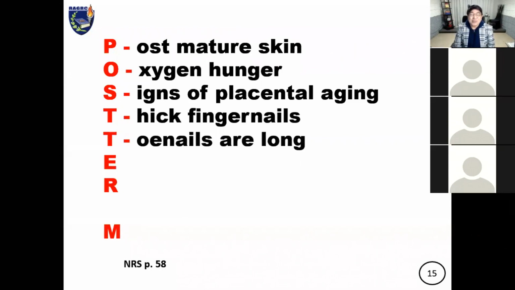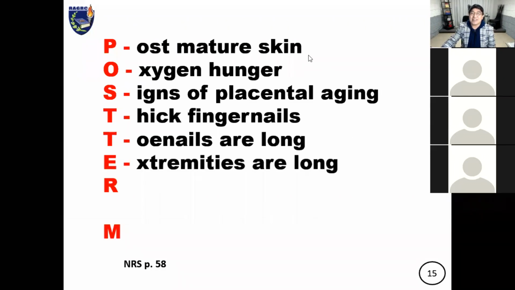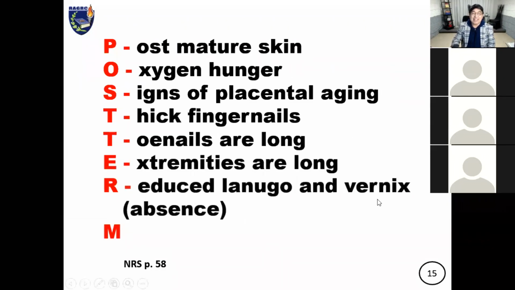Now, you also would notice that their toenails are long and the extremities are long. And then this time to differentiate it from a preterm baby, you have reduced lanugo and absence of vernix caseosa, the whitish cheese-like substance that you find on the baby.